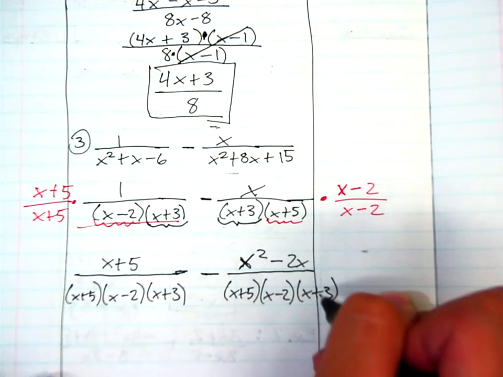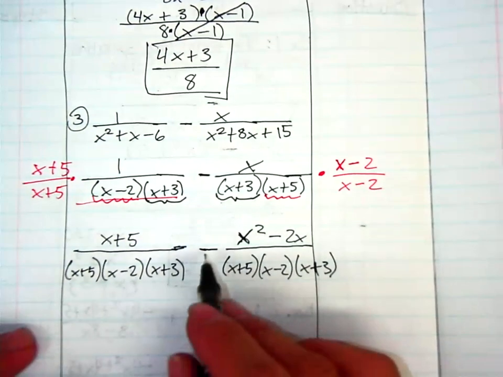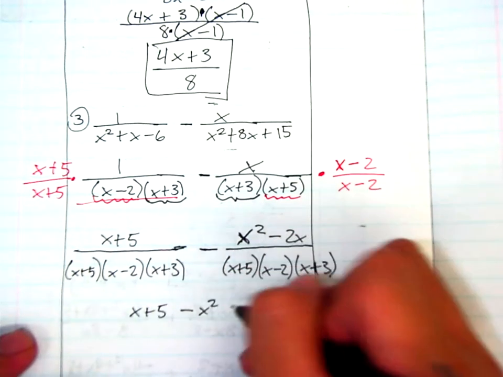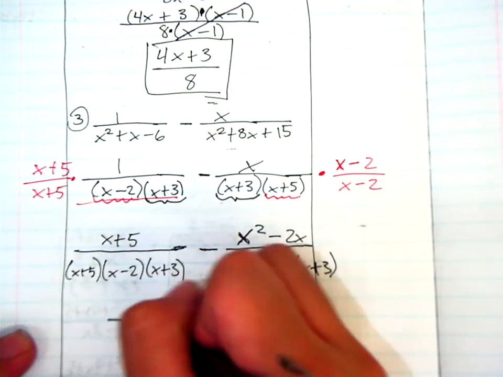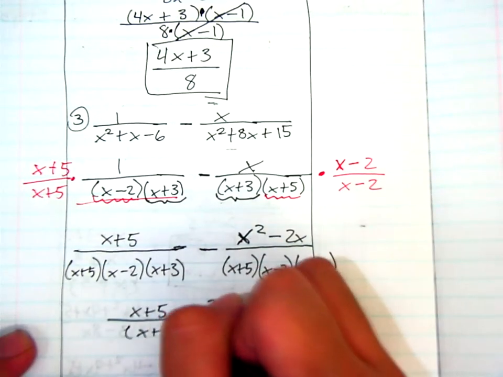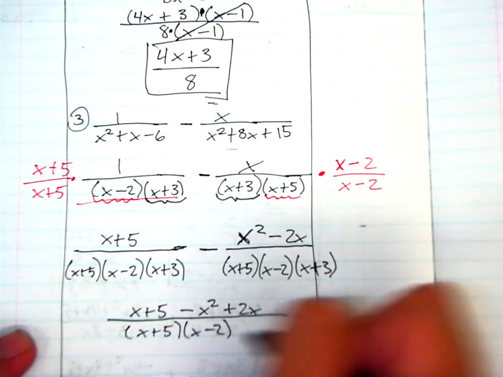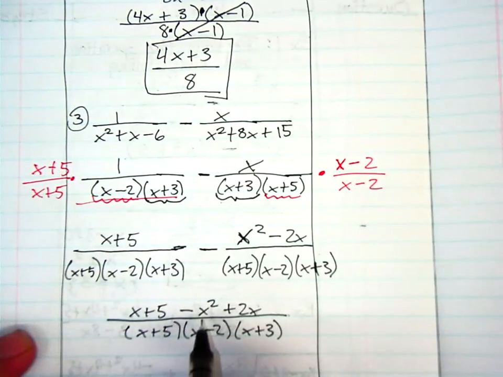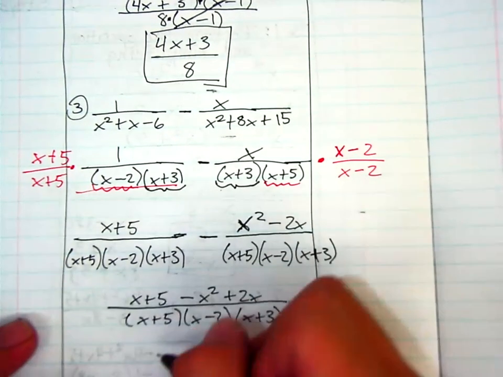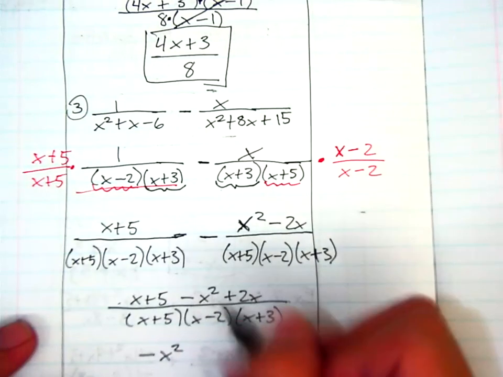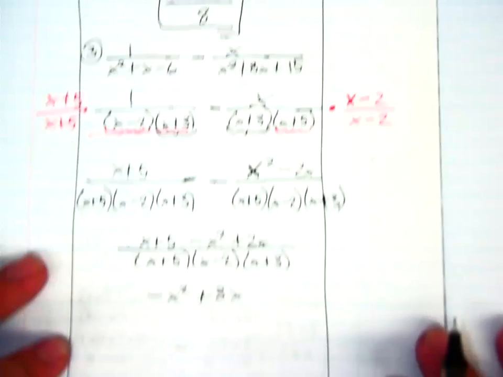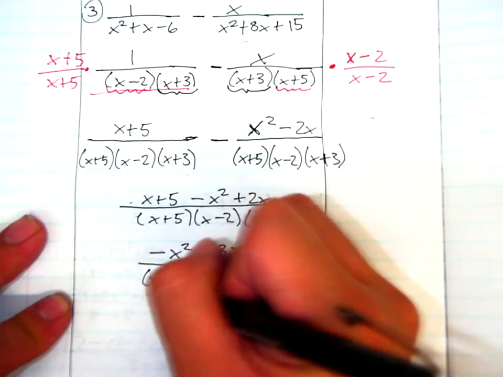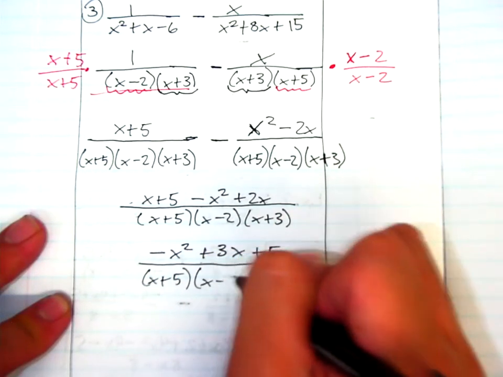A lot of writing. Okay, so at this point, it's just subtraction. I'm going to have x plus 5 minus x squared plus 2x all over that same denominator, x plus 5, x minus 2, x plus 3. At this point, all I have left to do is to collect like terms. So I'm going to have negative x squared plus 3x plus 5 all over x plus 5, x minus 2, x plus 3.